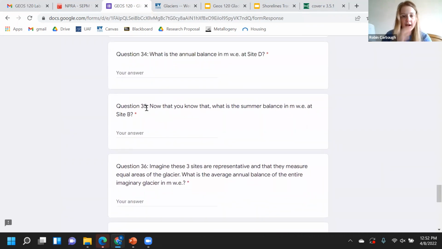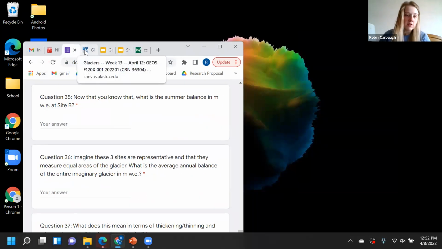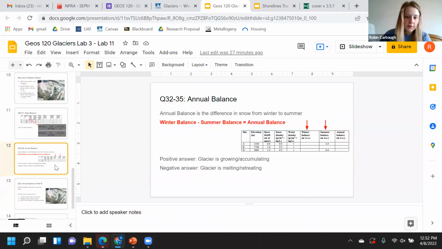So yeah, question 35. Now that we know the annual balance of B, what is the summer balance? You would just use the same equation as before and just solve it a little out of order. You would have found the winter balance already. You'd have the annual balance, and then you have everything you need to find whatever that summer balance was for B.